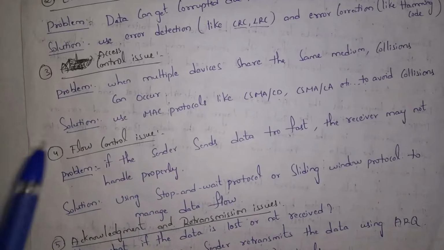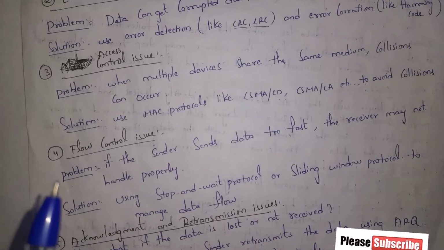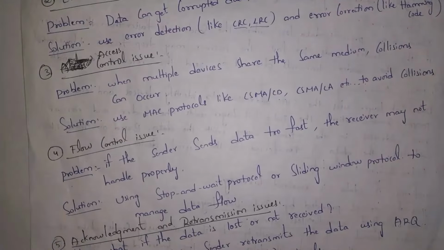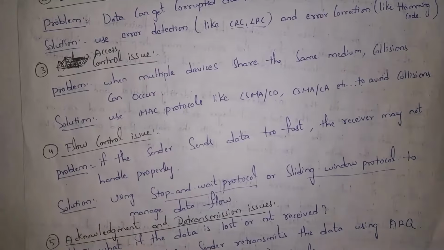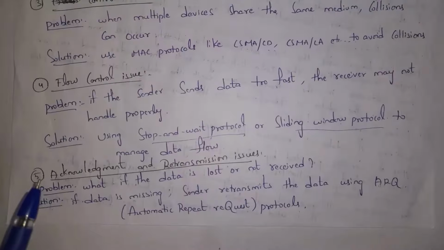And the next one is flow control. Flow control means how much speed the receiver can receive data at. Only at that speed, the sender will send data. The data link layer will use the stop and wait protocol as well as the sliding window protocol in order to handle flow control.